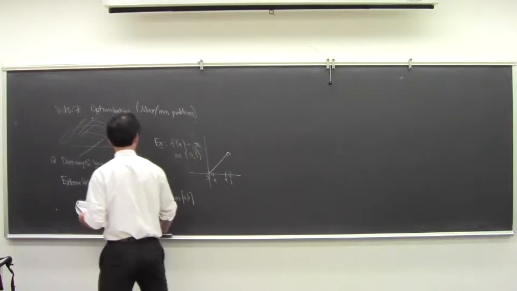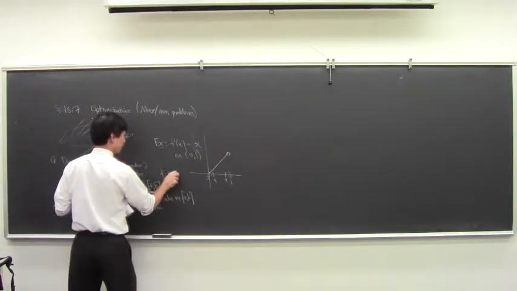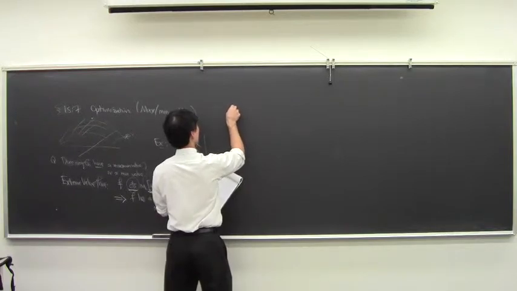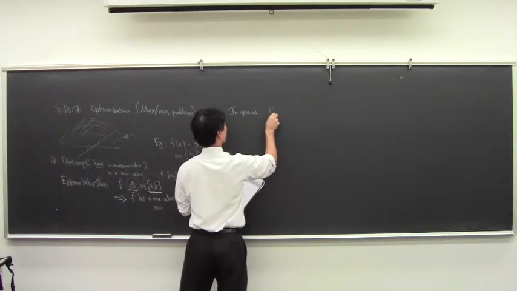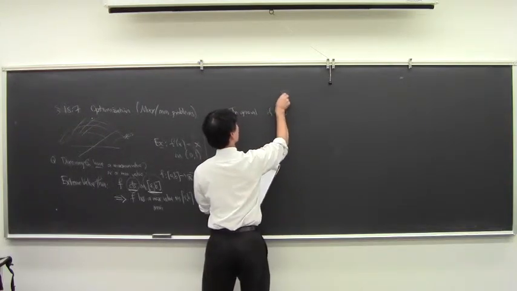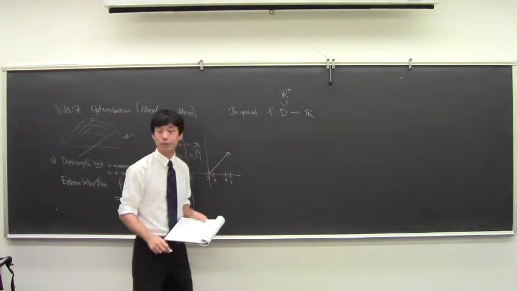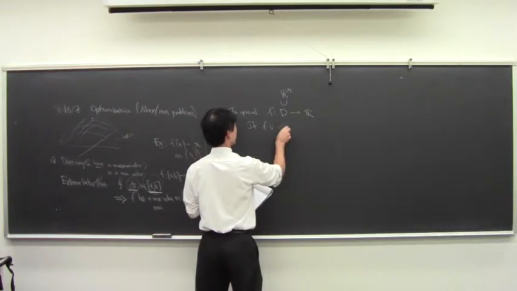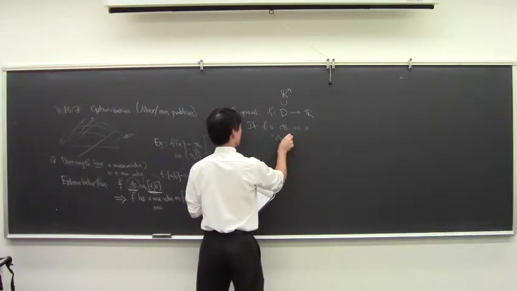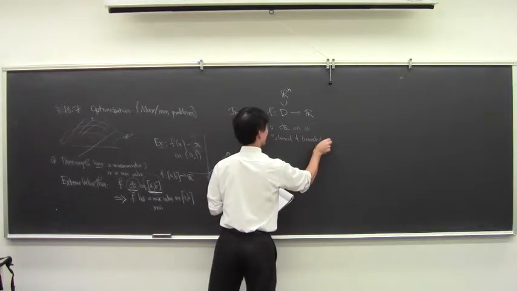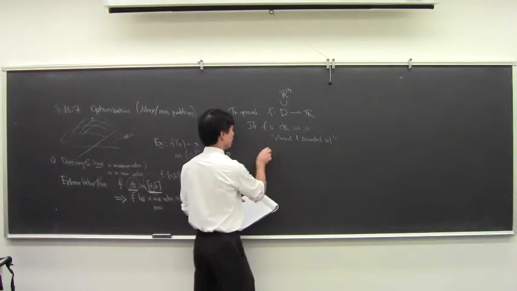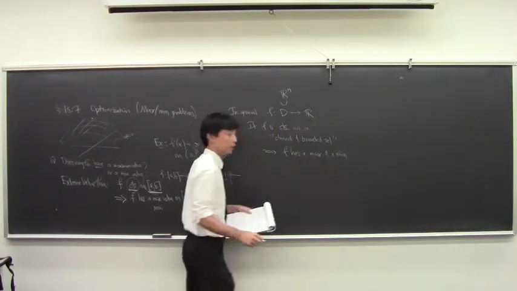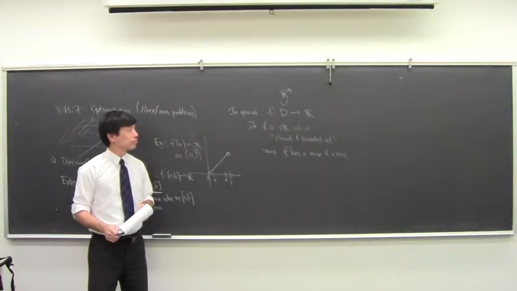In higher dimensions, so this was for f from [a,b] to R. Now, for higher dimensions, there's an analog. In general, if you have some function on some domain in Rn, going to R, and f is again continuous on what's called a closed and bounded set, then you're guaranteed that it has a maximum value and a minimum value.